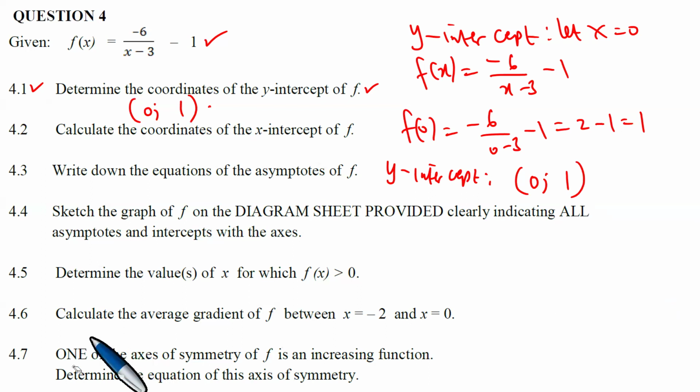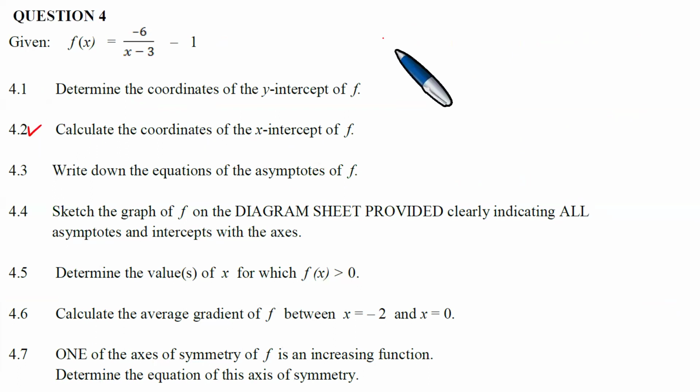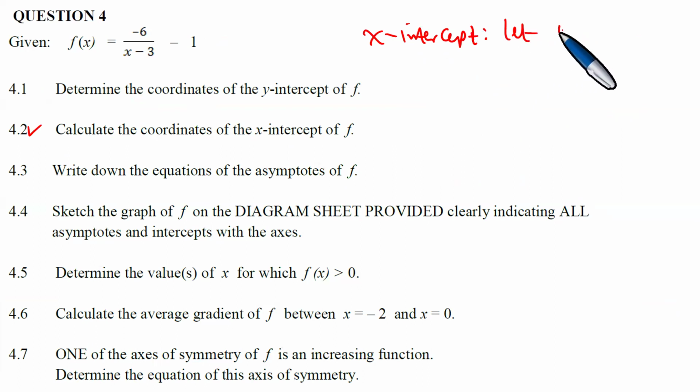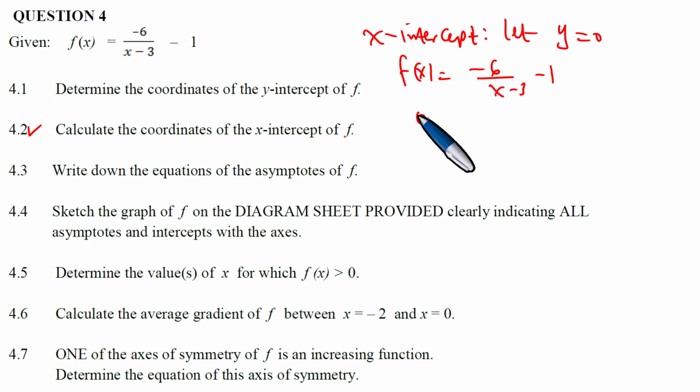Now, in the next question, 4.2, the question says to calculate the coordinates of the x-intercept. How do you get the x-intercept? Senulo, how do you get the x-intercept? Right, so we let y be 0 in the function f of x equals minus 6 over x minus 3 minus 1. If y is 0, then you have 0 is minus 6 over x minus 3 minus 1.